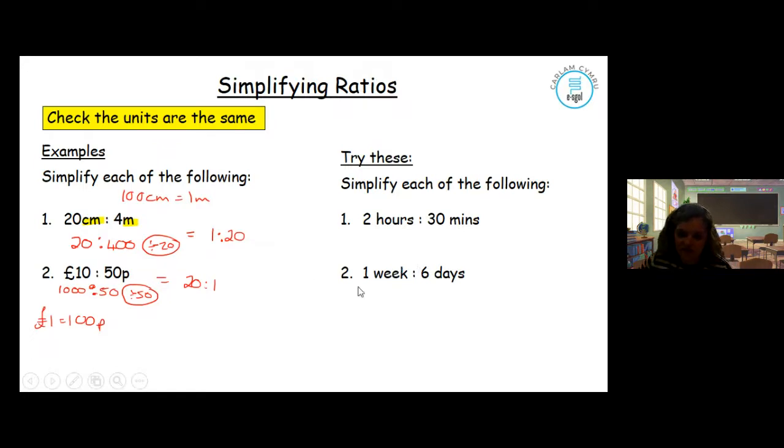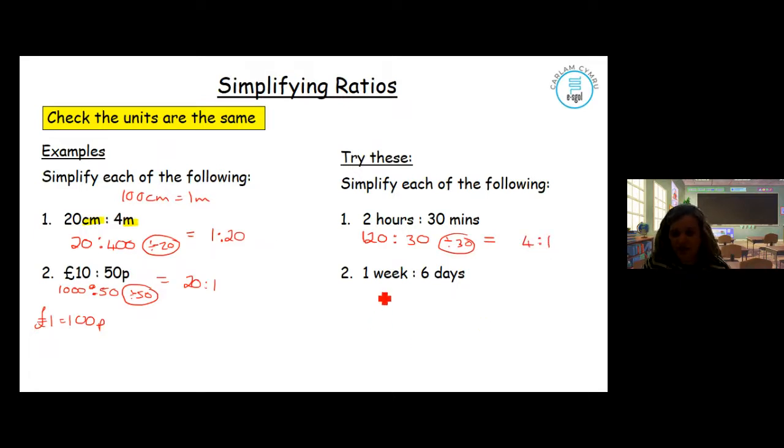Okay, so what you should have done is put them both into minutes. So there are 60 minutes in 1 hour. So this would turn into 120 minutes compared to 30 minutes. You can see the 30 goes into both of them. So I'm going to divide by 30, giving me an answer of 4 to 1.